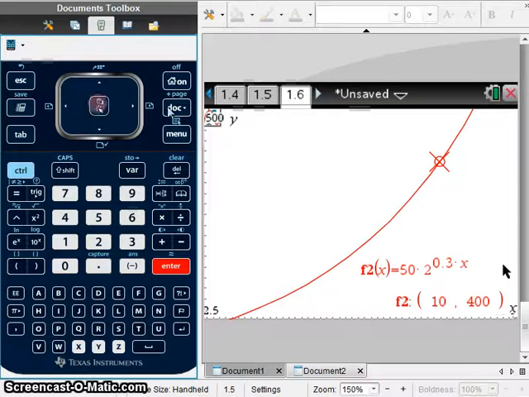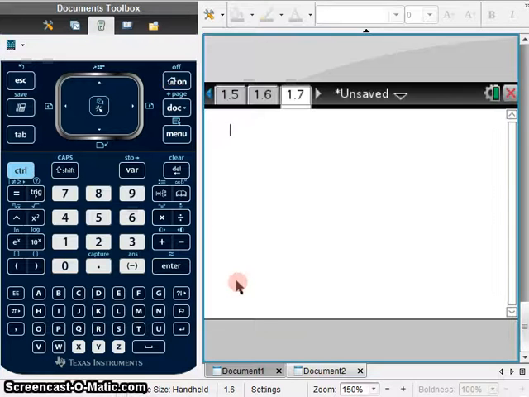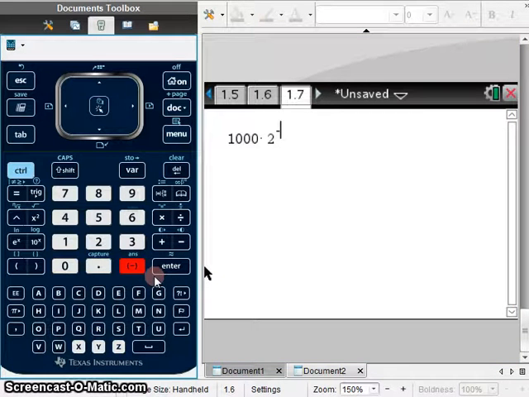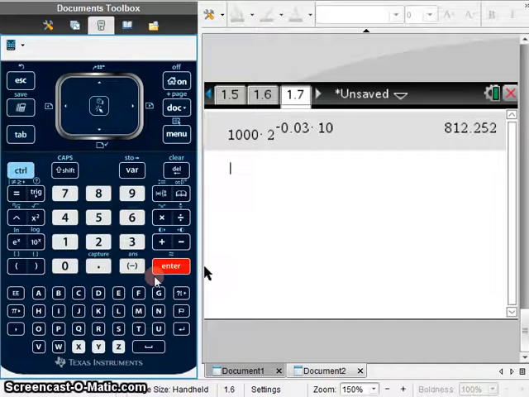So jumping into the calculator, we have our equation. 1,000 times 2 to the power of negative, wrong negative sign, sorry. That's the subtraction sign, that's an operator, that means do an operation. This is the negative sign, that's the one that I want. Negative 0.03 times 10. Alright, we get 812 grams.